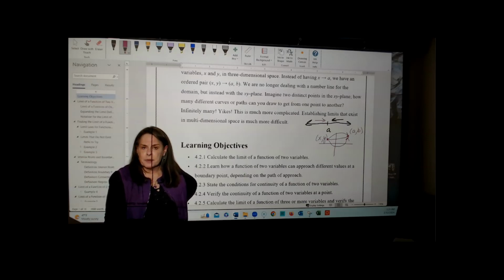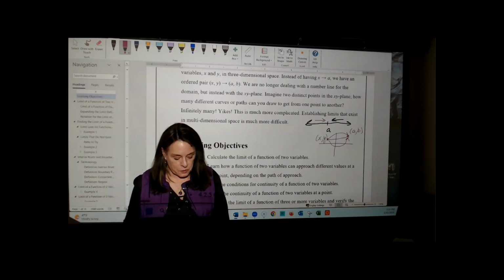This also has implications for continuity, because in continuity, remember that the definition is that the function exists at the point, or in this case, the ordered pair, and that the limit exists as the XY ordered pair approaches the ordered pair AB, and that they're equal to each other. So finding the limit affects the continuity.